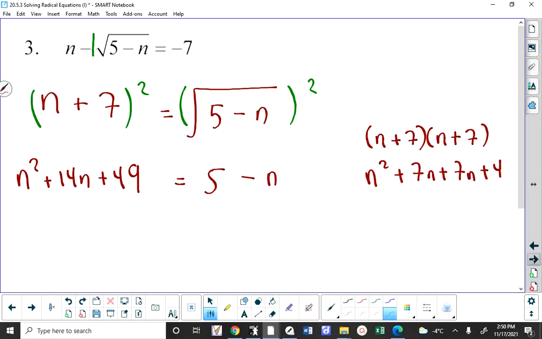Which, foiling it out, distributing everything in the first binomial with everything in the second, gives n squared plus 14n plus 49. The resulting equation, and I'm really glad that Ariana did ask that question earlier, the resulting equation here is quadratic. You know how to solve quadratic equations, and you know from experience that they could have 0, 1, or 2 solutions.